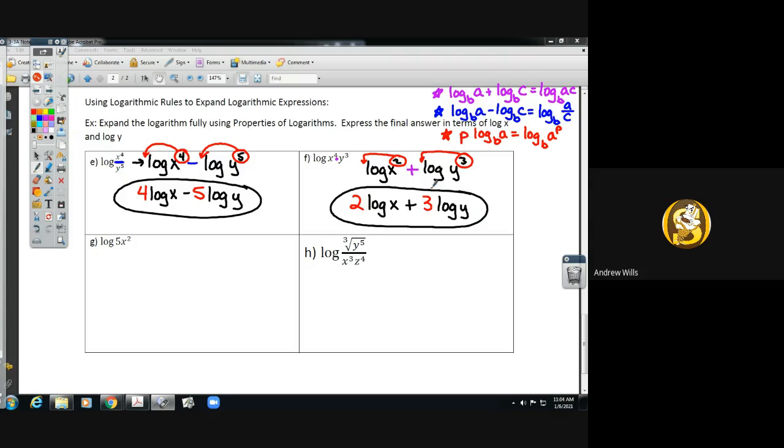About another minute on this problem. I know I'm talking incessantly, which is probably hurting some of your focus, but give it a shot. Try G and H. G should be relatively easy. H, not so much. H is harder.